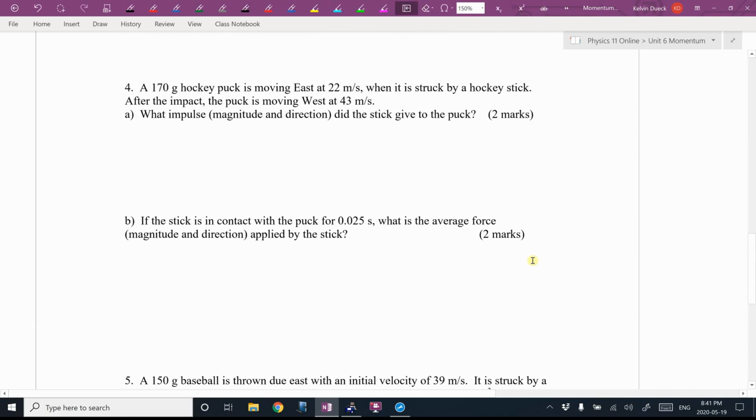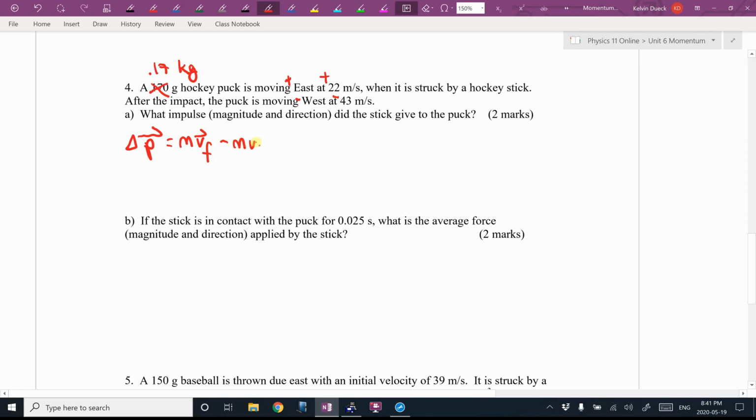Number 4, impulse magnitude and direction. So impulse is change in momentum. Let's see. I see east. I'm going to call east positive. I'll call west negative. I'll put a little negative in front of the west. I'll put a little positive in front of the east as a reminder. And also 170 grams, 0.17 kilograms. Nice try.